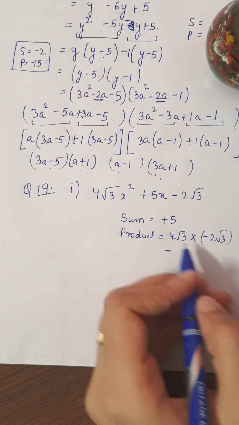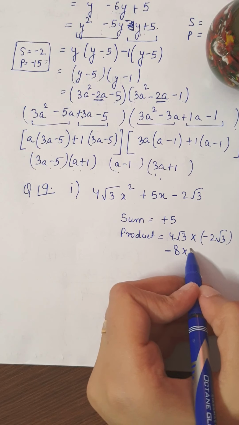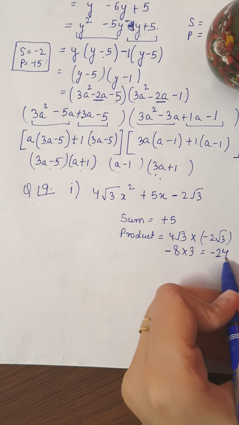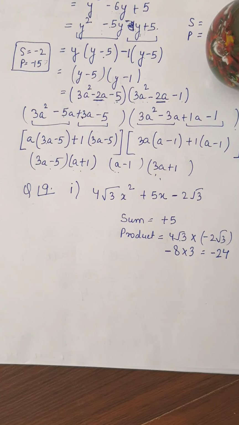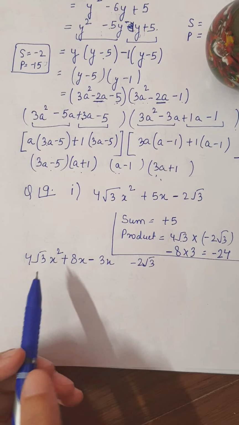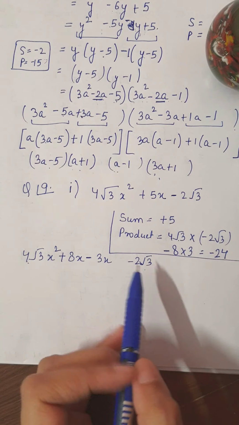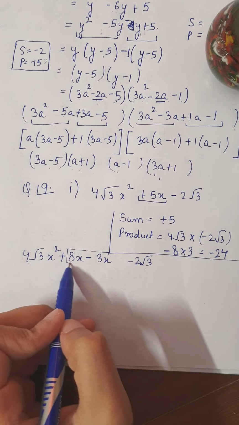Then 4 into 2 is 8. Root 3 into root 3 is 3. So the final product I need is minus 24. Easy, simple numbers. Try factorizing. Now check this out. First term as it is, last as it is, only this 5x I have split as this.